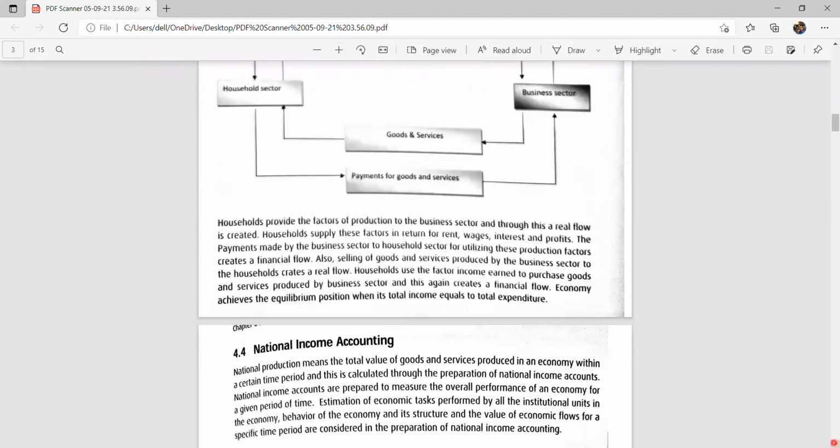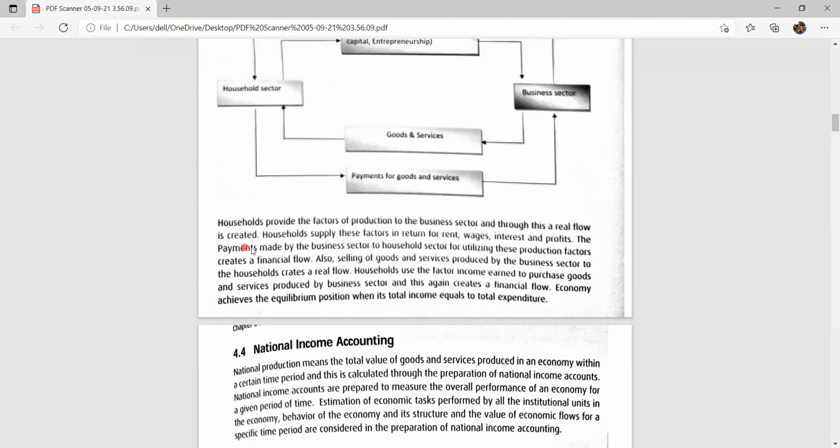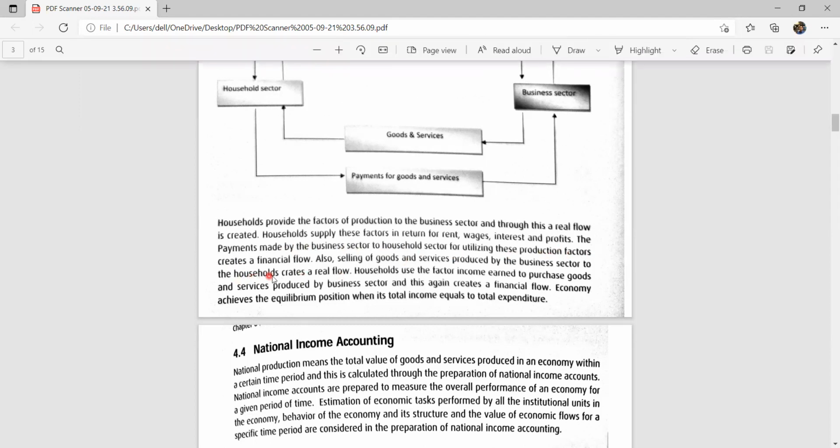Thereafter, households provide factors of production to the business sector. Through this, a real flow is created. Households supply these factors in return for rent, wages, interest and profit. The payment made by the business sector to the household sector for utilizing these production factors creates a financial flow.